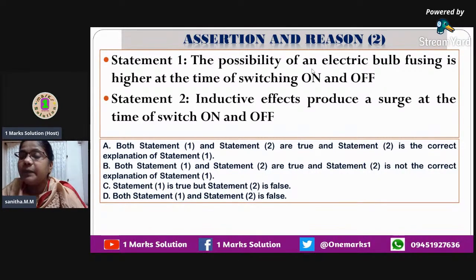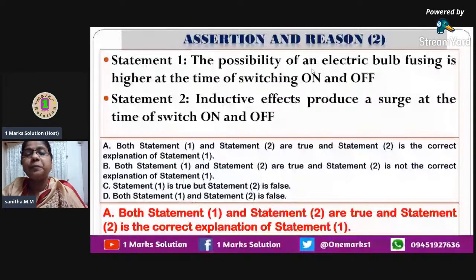Statement 1: the possibility of an electric bulb fusing is higher at the time of switching on and off. We know that sometimes when we switch on, it will go off. The electric bulb will fuse, isn't it? And why is it like that? Because at that instant, the heating effect will be produced. So that is why it can fuse very soon, with fast on and off. So the first statement is correct. The second statement is also correct, and it is a correct explanation for the first one. So option A. Now let us move on to the third one.